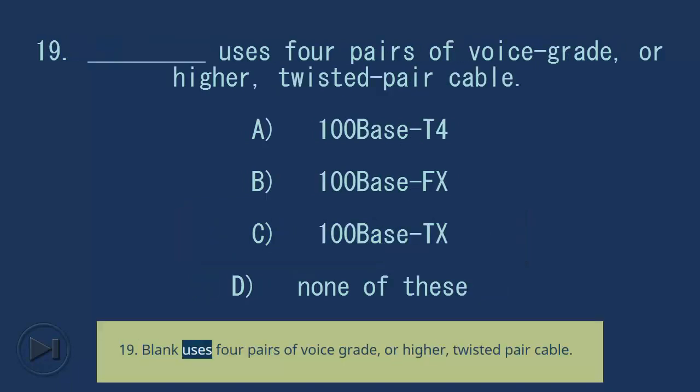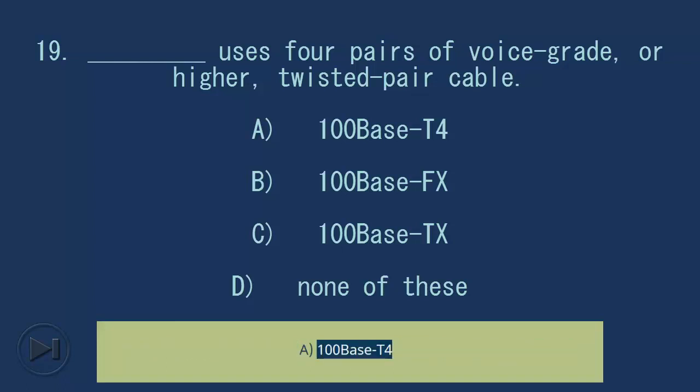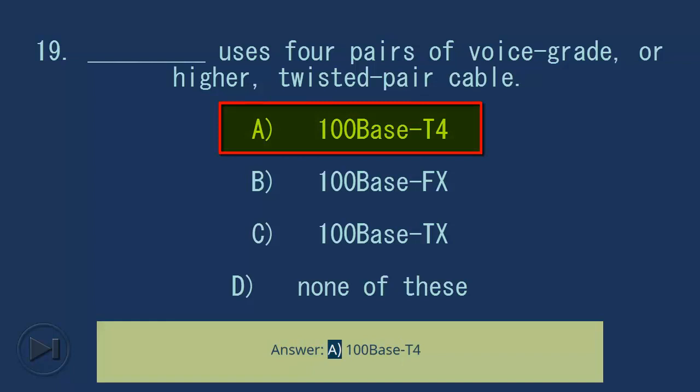19. Blank uses 4 pairs of voice grade, or higher, twisted pair cable. A. 100Base-T4. B. 100Base-FX. C. 100Base-TX. D. None of these. Answer, A. 100Base-T4.